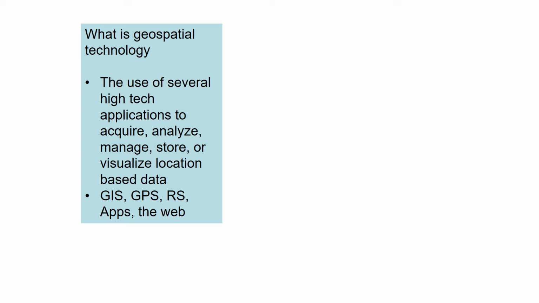Okay, so this is an exam review for the first exam in GIS 101. Some of the things that you need to remember are the definition of things like geospatial technology. I might ask you, what is geospatial technology? And you would tell me things that use several techniques to analyze, acquire, manage, store and visualize data that comes from GIS, GPS, remote sensing, various apps, and the internet.